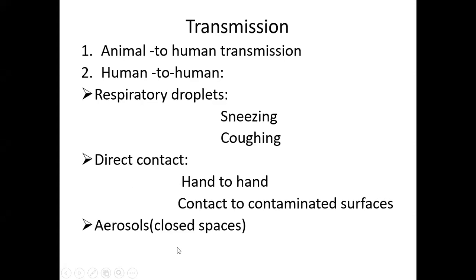The aerosols in closed spaces are also implicated. They are also one of the sources of the viral infection, the SARS coronavirus 2. So the respiratory droplets, the direct contact, and the aerosols, these are responsible for transmitting the coronavirus 2 from one person to another person.